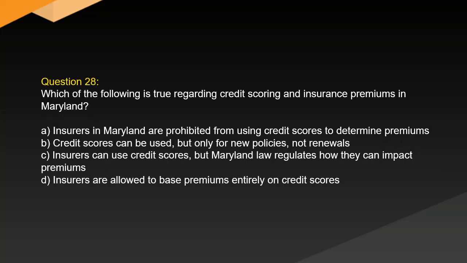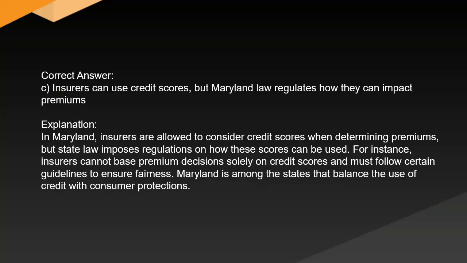Question 28. Which of the following is true regarding credit scoring and insurance premiums in Maryland? A. Insurers in Maryland are prohibited from using credit scores to determine premiums. B. Credit scores can be used, but only for new policies, not renewals. C. Insurers can use credit scores, but Maryland law regulates how they can impact premiums. D. Insurers are allowed to base premiums entirely on credit scores. Correct answer: C. Insurers can use credit scores, but Maryland law regulates how they can impact premiums.